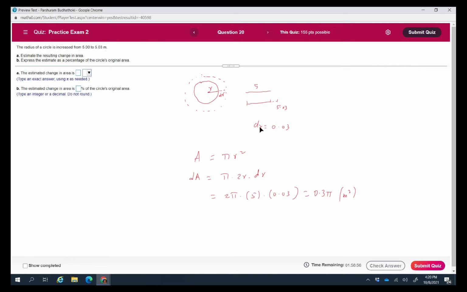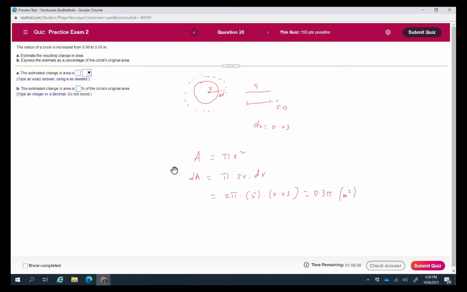Here we can see the change in the radius, this is the notation we use, dr stands for a very small change in radius, which is 0.03. We would like to find the change in area, so we differentiate: dA equals the derivative of r squared, which is 2r times dr. This is the differential. We just plug in the value of r, which is 5, and the change in r, which is 0.03, and simplify, and our answer would be in terms of pi, which is 0.3 pi. Since this is a change in area, it would be meters squared. So the answer for this one is 0.3 pi meters squared.